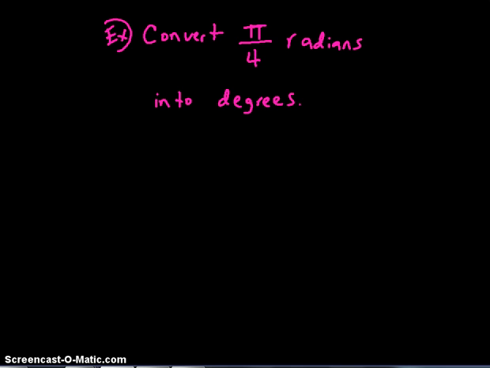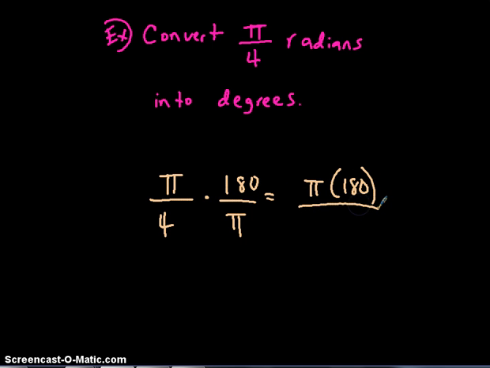So if I gave you new directions, such as convert pi over 4 radians into degrees, what you do is you take pi divided by 4, and you multiply that by 180 divided by pi. So you multiply that across, and you get pi times 180 divided by 4 times pi. If you notice, since both of those have a pi on top and bottom, both of those pi's cancel out. That pi and that pi cancels to be 1.